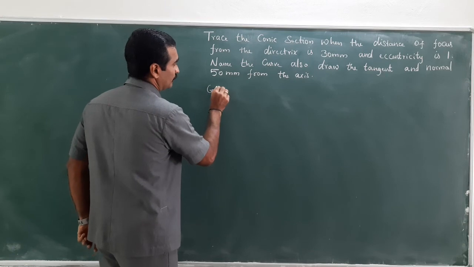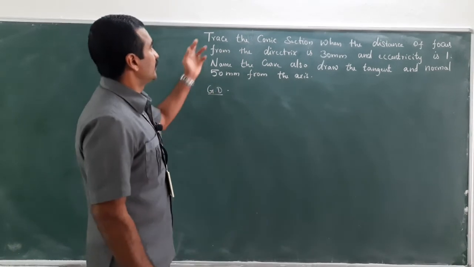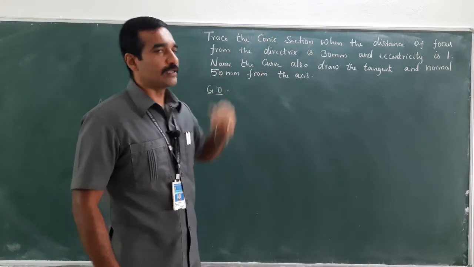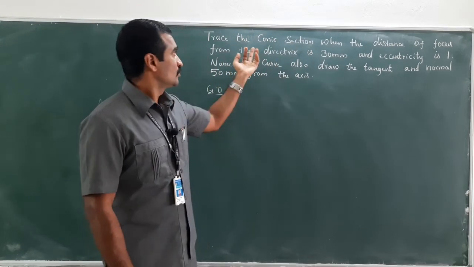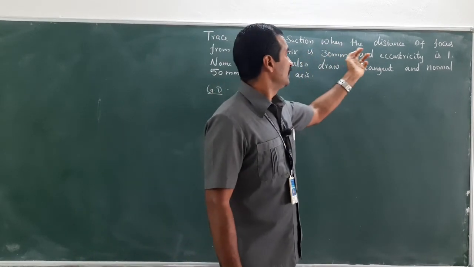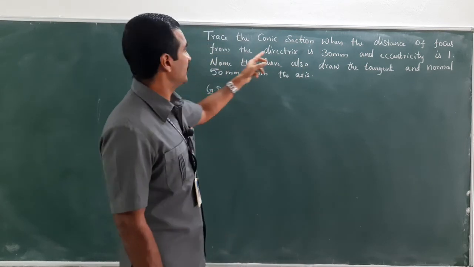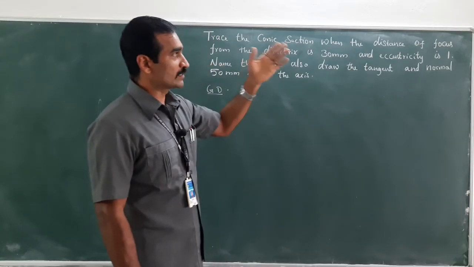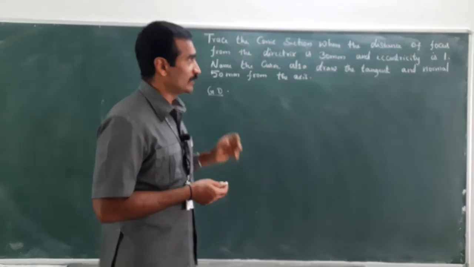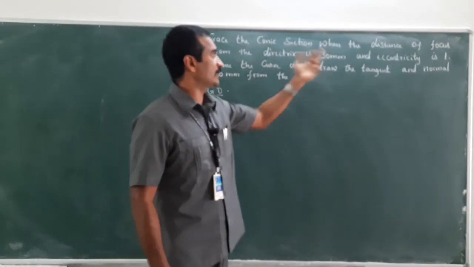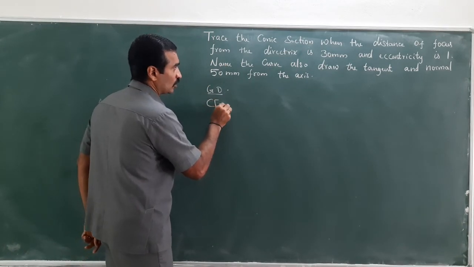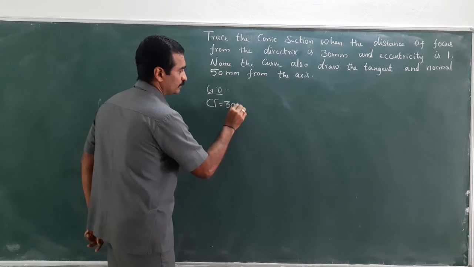So, given data: trace the conic curve. The question itself says conic section. Therefore, this question belongs to conic section. The distance of the focus from the directrix is 30 mm. Focus is nothing but a fixed point, and directrix is nothing but a fixed straight line. So, the distance between focus and directrix is 30 mm, so CF equal to 30 mm.